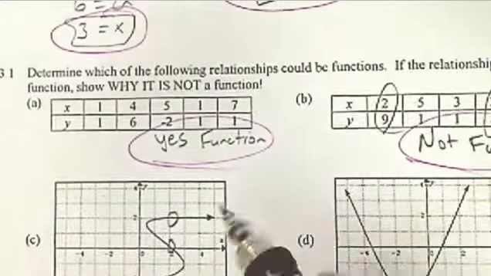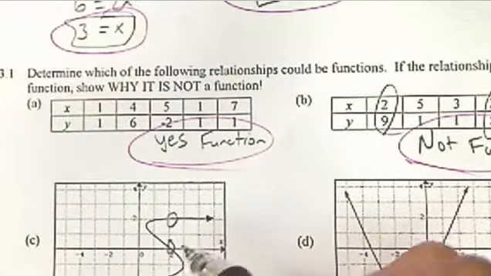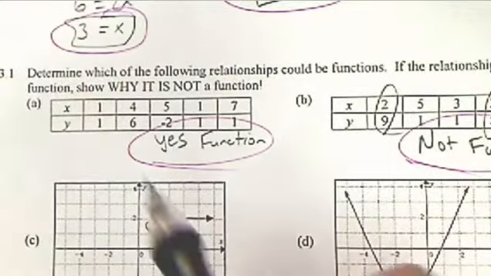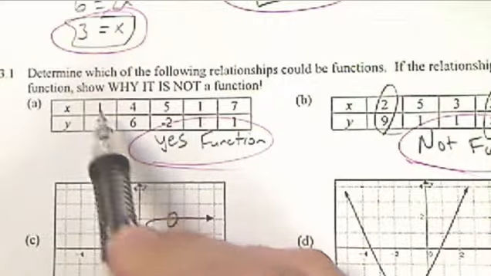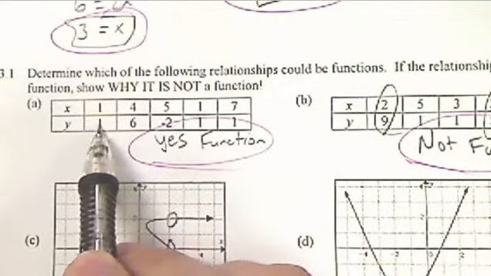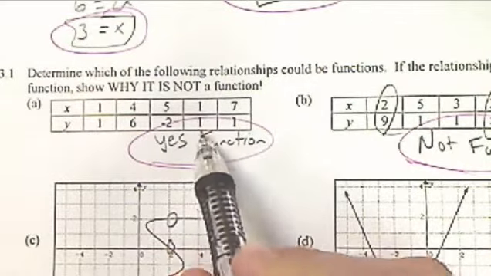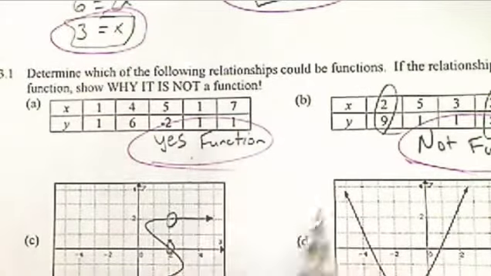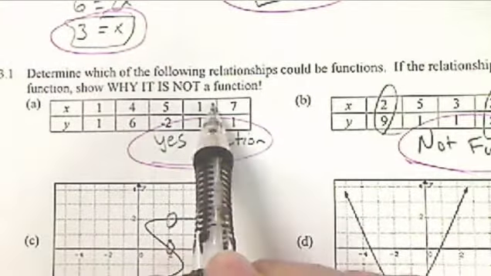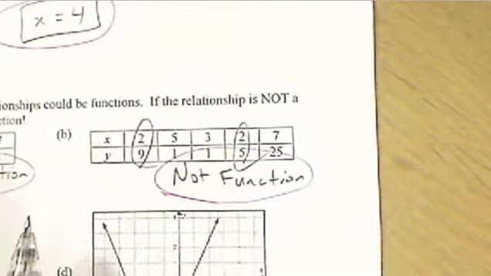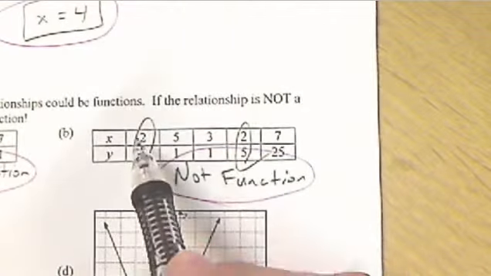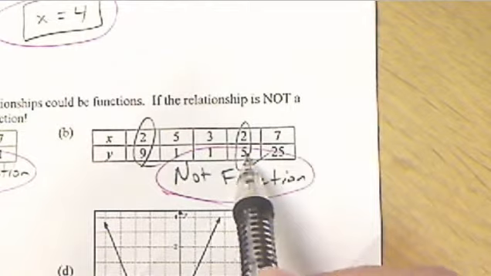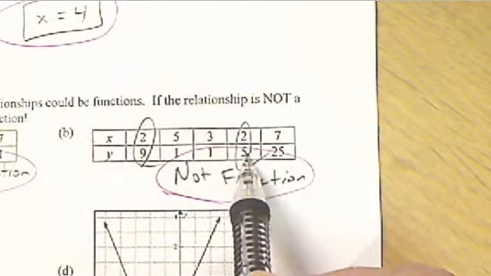For every input, there has to be one output, one and only one. So if I press 1 for my x, I get out a 1. Press a 4, I get out a 6. Yes, it's a function. For every input, I only get one output. Not a function here, because if I press 2, I can get a 9 or a 5. So that makes it not a function.